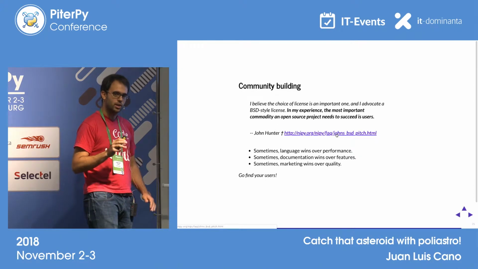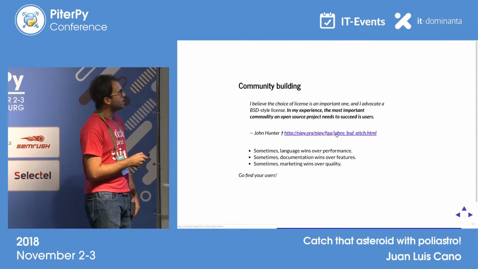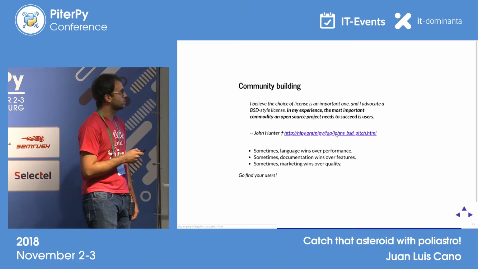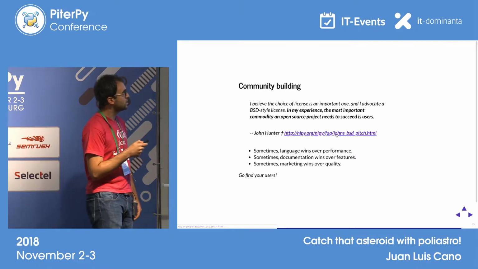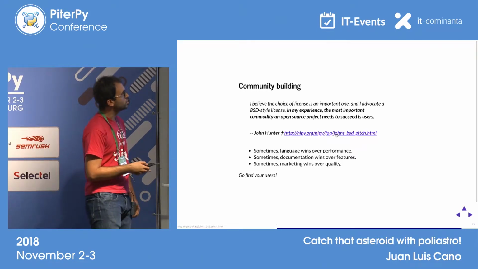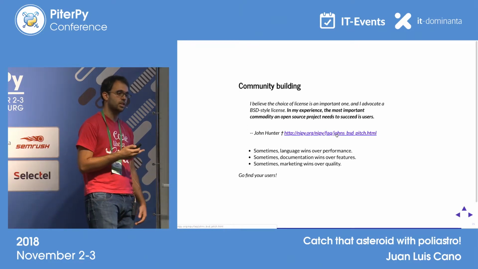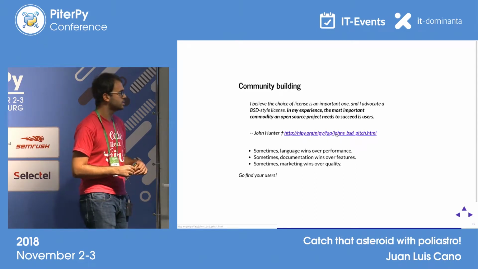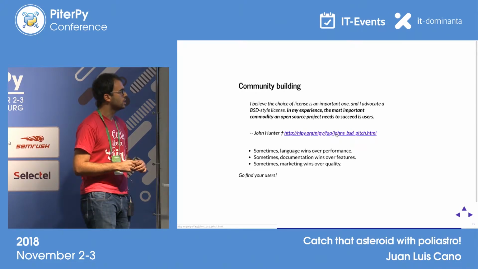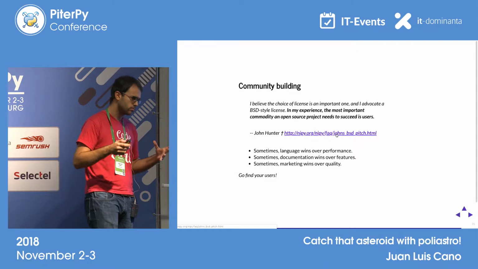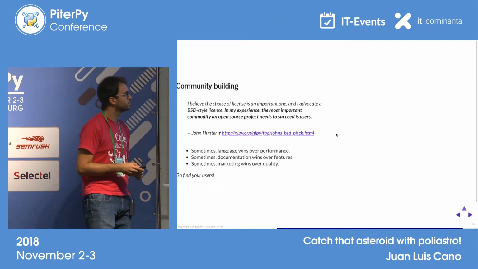And then community building, only two words about this. There's a quote by John Hunter, the original author of Matplotlib, who passed away some years ago, that says, "I believe the choice of license is an important one, and I advocate for a permissive license, because the most important commodity of open source is users." And I totally agree with this vision. I know that some people do not agree, and I also don't claim that it's valid for all cases, but I really, really like permissive licenses and the attitude and the things that they encourage.